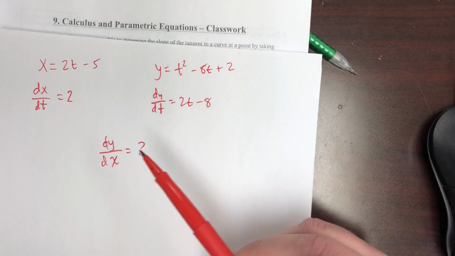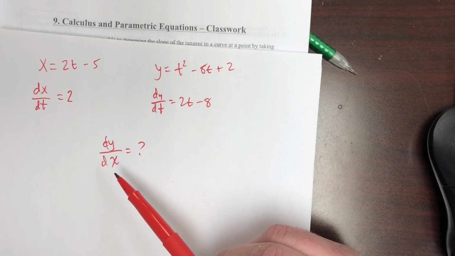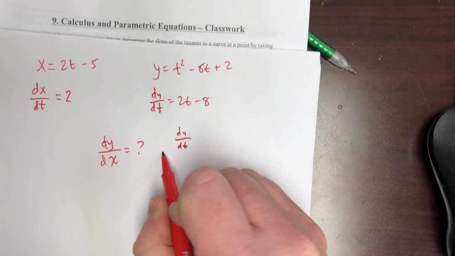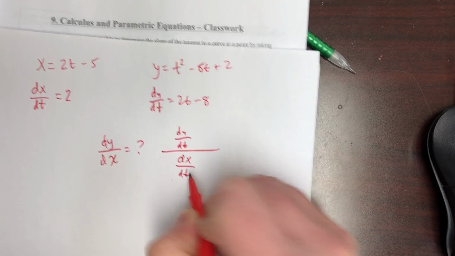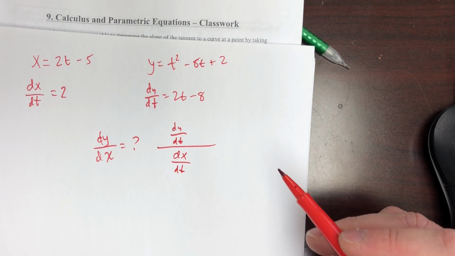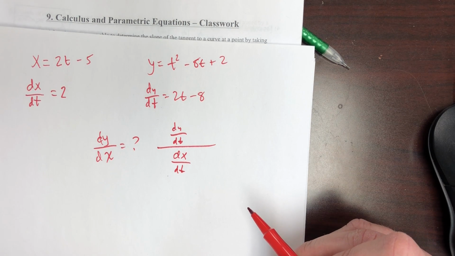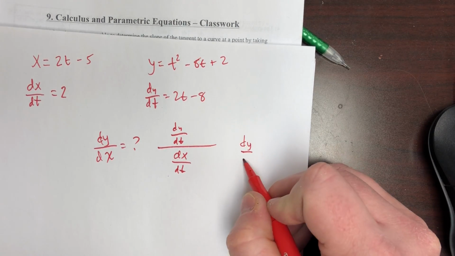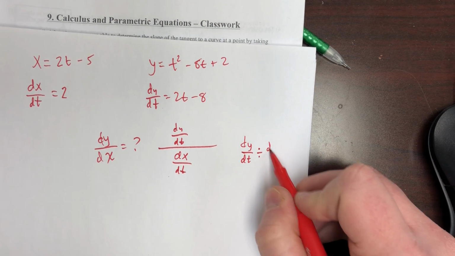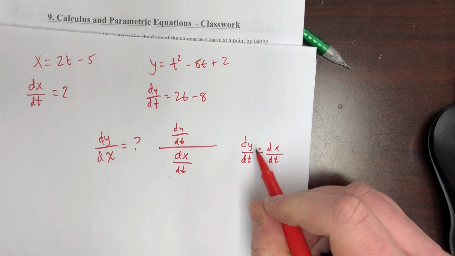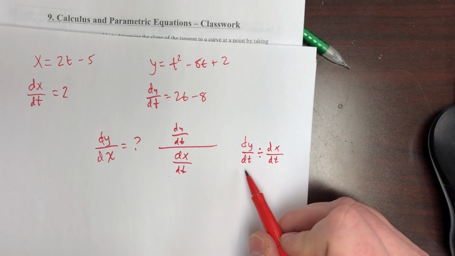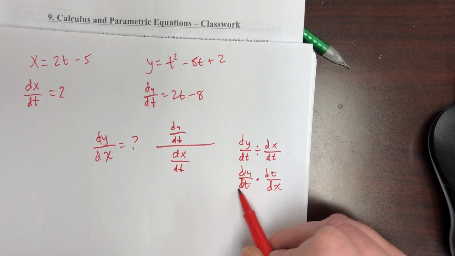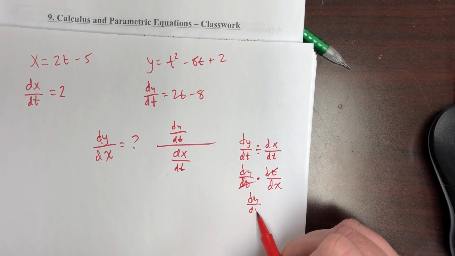The cool thing is, for dy/dx, all you have to do is take dy/dt divided by dx/dt. Why is that all you need to do? Well, look at it, dy/dt divided by dx/dt. Keep, change, flip, right? dy/dt times dt/dx. Wait, the dt's cancel. We get dy/dx.